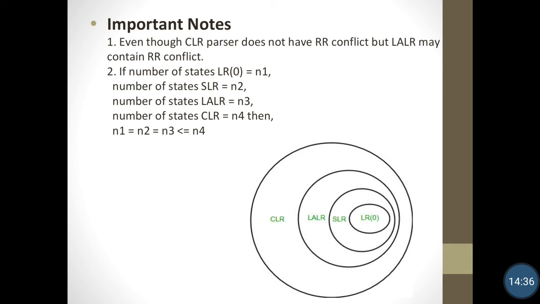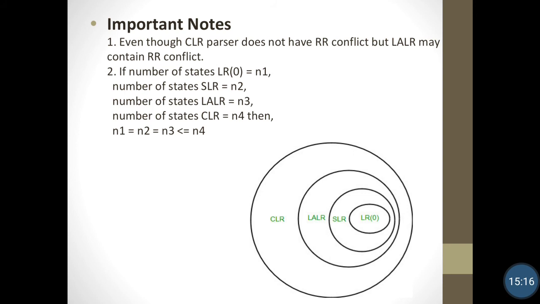You can also see here N1, N2, N3 are the numbers of states in LR0, SLR, and LALR parsing. In all these three parsers we have an equal number of states, N1, N2, N3, but the CLR parser can have an equal or greater number of states. It means the CLR parser always has an equal or greater number of states.